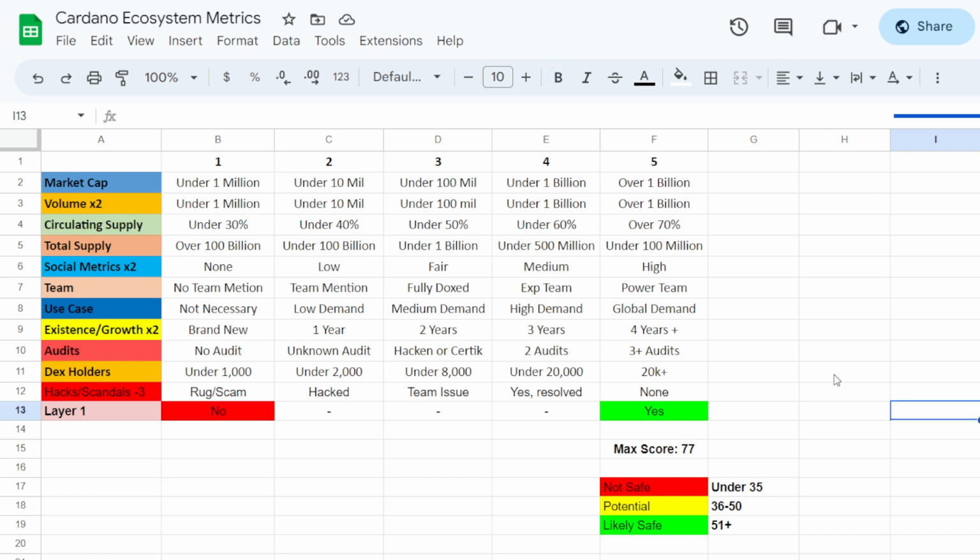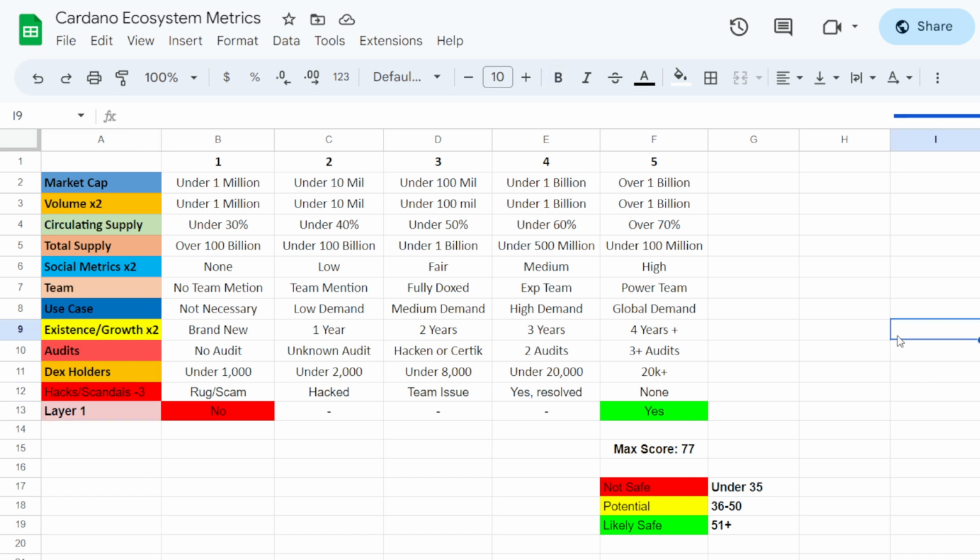All right. So now we're going to take a look here. This is the Cardano ecosystem metrics. Now, you're going to see here, I have market capitalization, trading volume, circulating supply, total supply, social metrics, team, use case, existence and growth, audits, DEX holders, hacks and scandals, and whether or not it's a layer one.